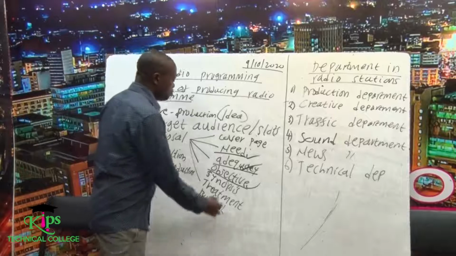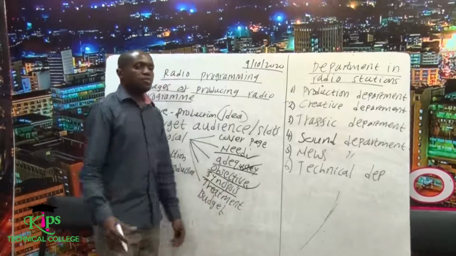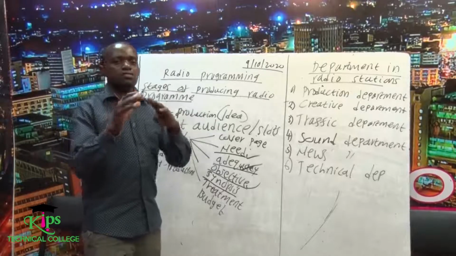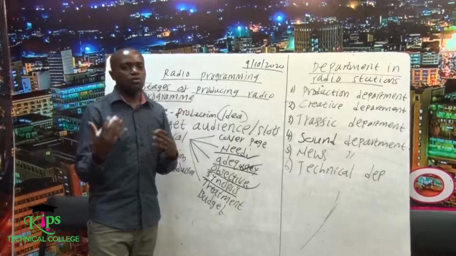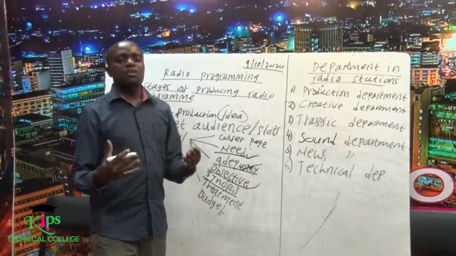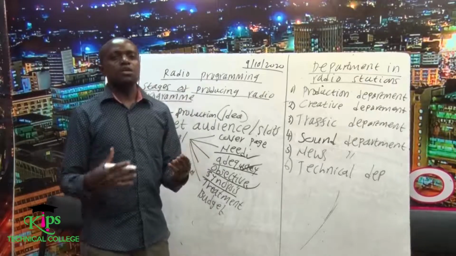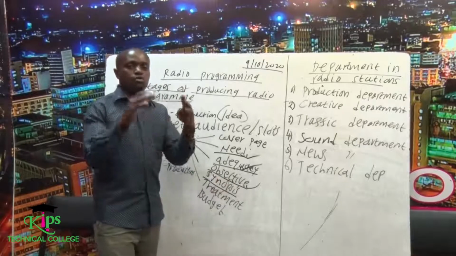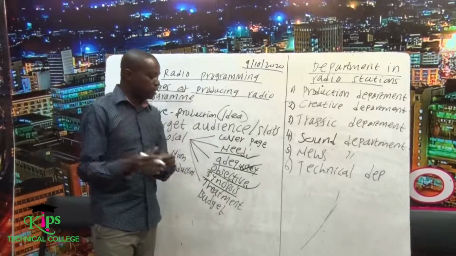Then you come up with a synopsis. A synopsis simply means the overview or the summary of the whole of your program. You give us a summary so that we can see the highlights of what you're going to talk about. If you're talking about, let's say, child abuse in the community or in the society, you need to give us the synopsis of what your program is going to entail.